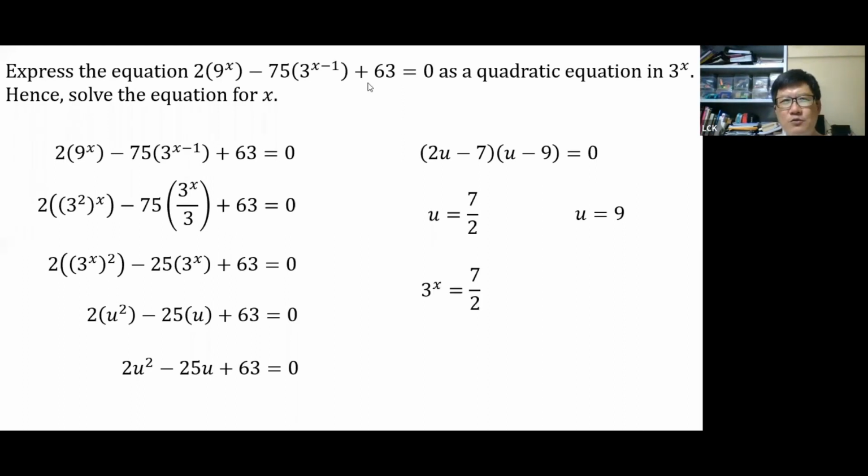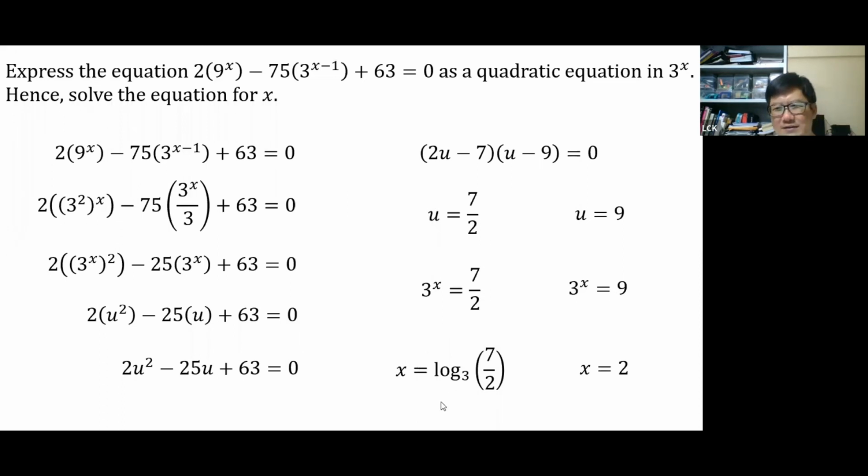So here we have got to take 3 to the power of x equals 7 over 2, and that means x equals log base 3 of 7 over 2. That's what it means. We'll deal with this in a while, but let's go on to the other one. 3 to the power of x equals 9, and x therefore is definitely 2, because 3 to the power of 2 is 9. So we're left with this.